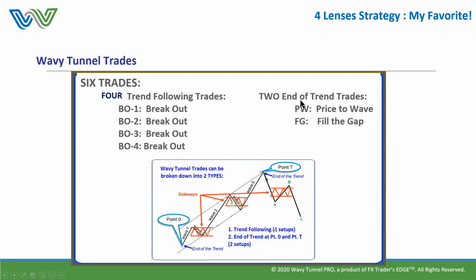Crazy. And then the two end of trend trades are the price of the wave and the fill the gap. So the price of the wave, this is when we have accelerated in a wave 5 move, and we come back to the averages, and then maybe we break down through the channel lines and we start our correction. So these 6 trades map out the market cycle that I taught you about today.